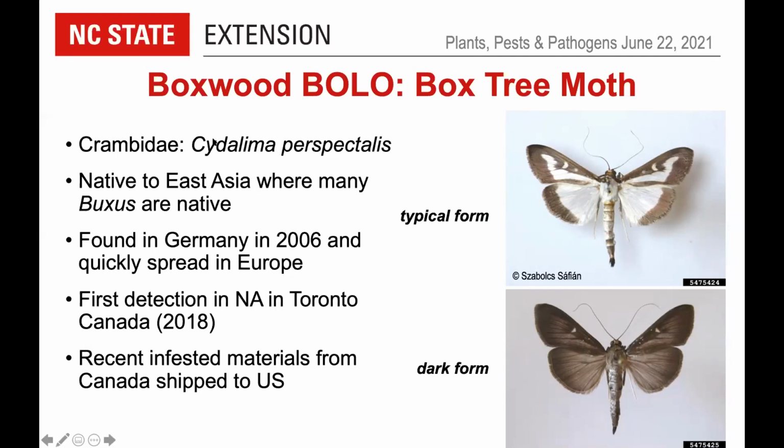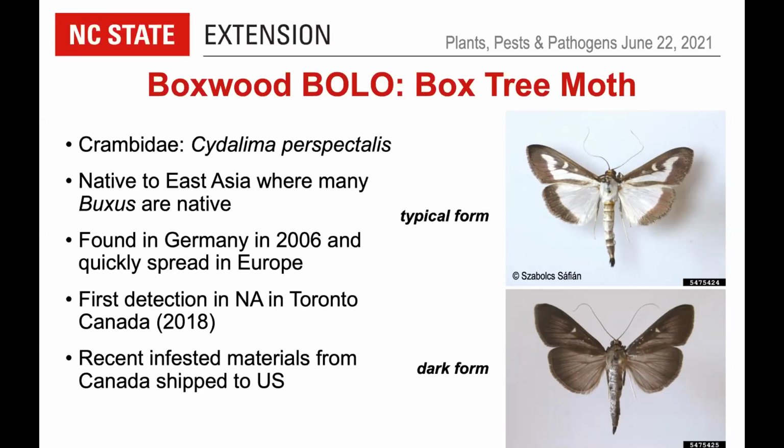This is a crambid, which is a snout moth, Cydalima perspectalis. It is native to East Asia, where many Buxus are native, and in their native range, they're not much of an issue. But with the commerce with Europe, it was found in Germany in 2006 and very quickly spread in Europe. Europe does have native boxwoods as well, and so it not only affected regular plantings in urban or suburban areas, but also they have a lot of wild populations of the plant. And so these moths were able to spread very quickly.